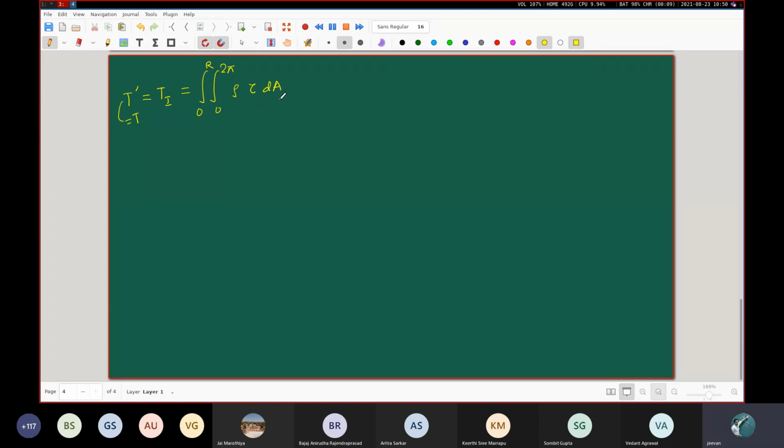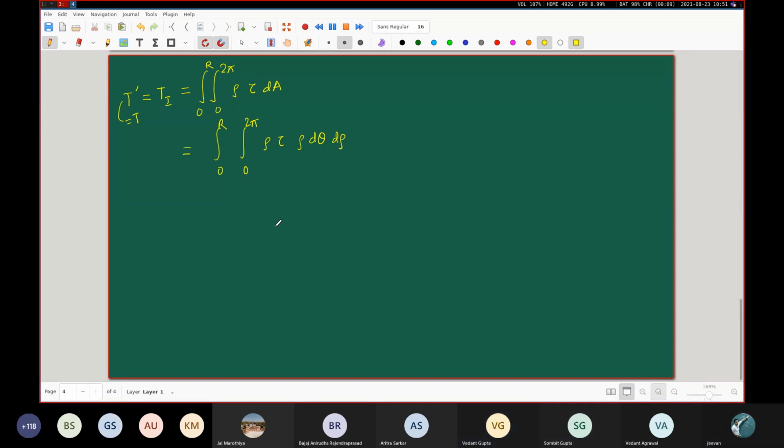The question is, how do you write this dA? Let me write that quickly and see if it makes sense. 2 pi rho d rho. Rho d theta into d rho. Somebody please tell me in a proper fashion: rho d theta into d rho, rho into d phi, d theta.